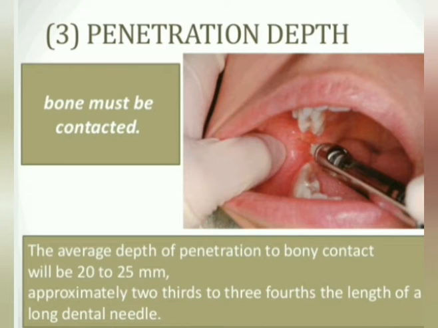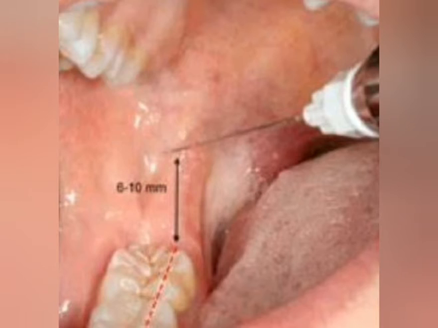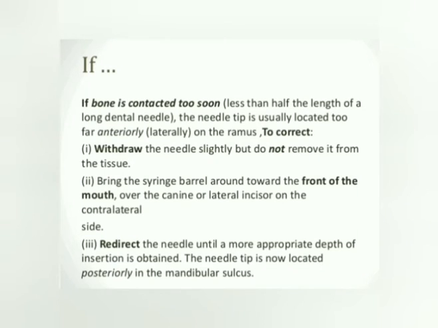Average depth of penetration to the bony contact will be 20 to 25 mm, that is 2/3 or 3/4 length of long needle. The nerve is approached from opposite side of mouth over the contralateral premolars. The needle tip should be located slightly superior to the mandibular foramen.